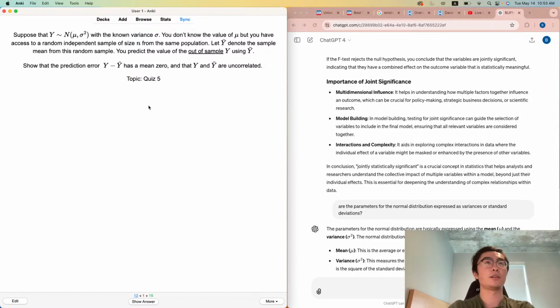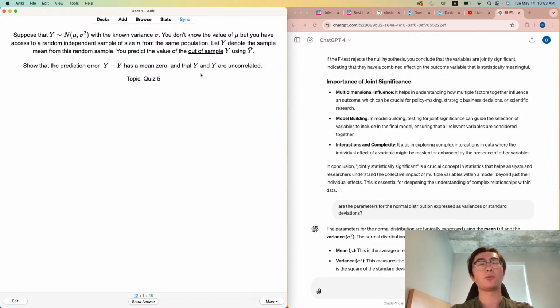So sigma squared, so variance. But basically, you can show that the prediction error, y minus y bar, pretty easily has a mean of 0. So we can just take the expectation of this. The expectation is linear, so we can do the expectation of y minus the expectation of y bar. That becomes mu, this becomes mu, so mu minus mu is equal to 0.